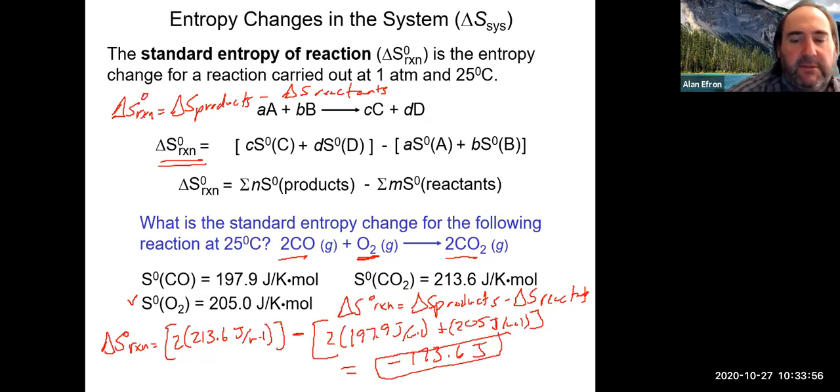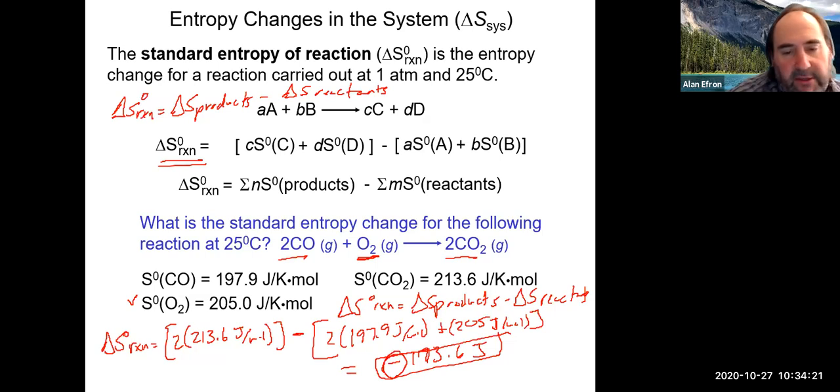First off, any questions on that calculation there? Now, what does that number mean? Well, that number means that we have a negative value for delta S of the reaction, and that means that we do see the entropy is decreasing. So we're creating more order.